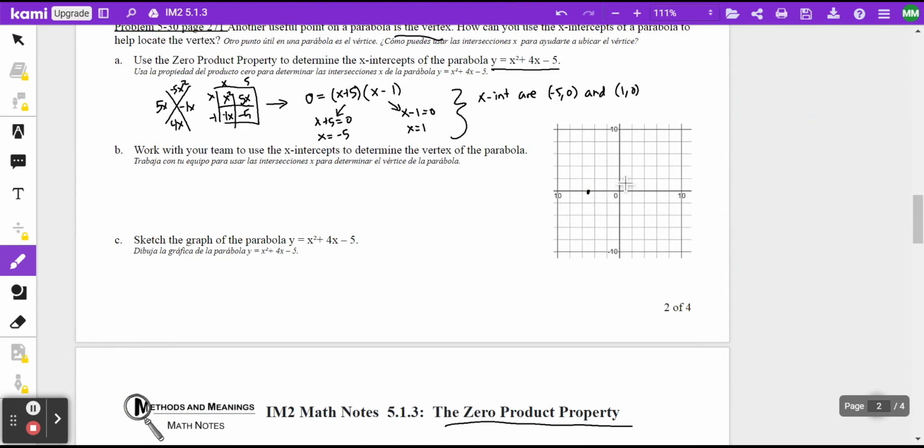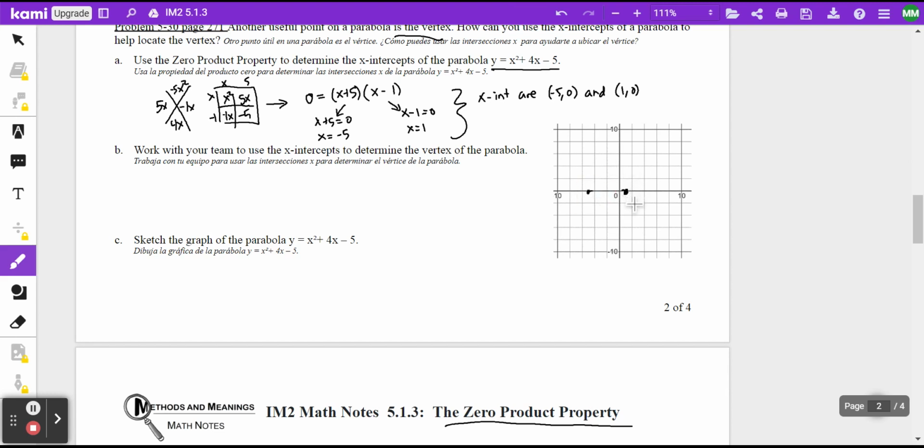-5, 0, and 1, 0. Okay. Now I want to know the vertex. So I'm going to have to go exactly between these. So let's see.